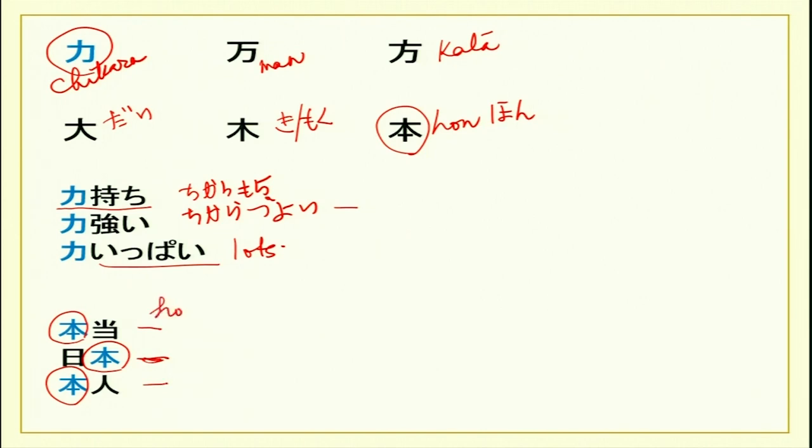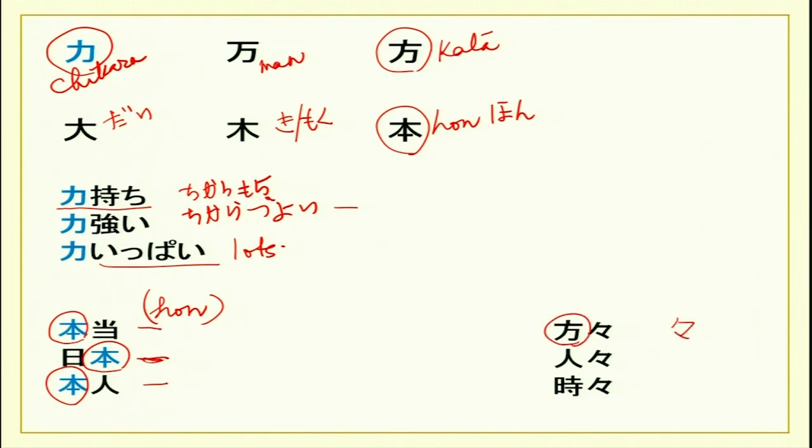The reading for you today is just hon. This character means book or origin. Now this is kata over here, so we have kata, and if the kanji is repeated, then this is how it is going to be written.